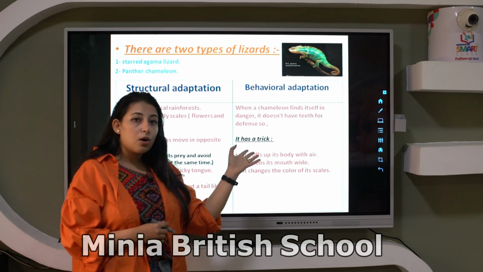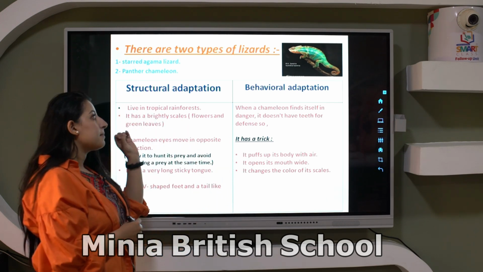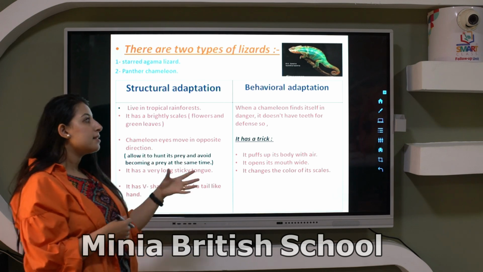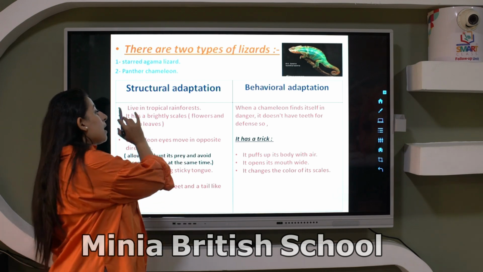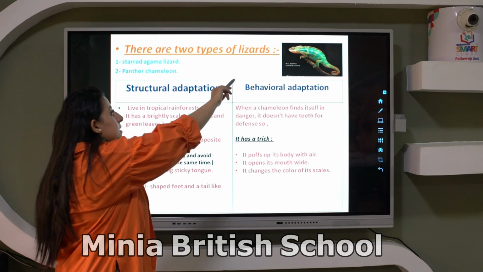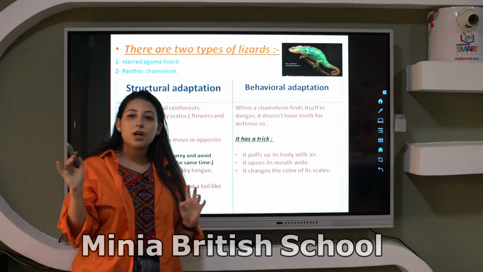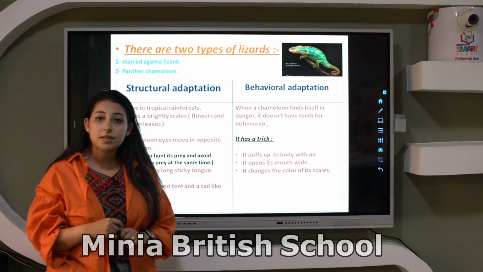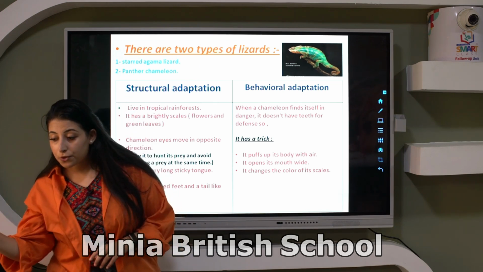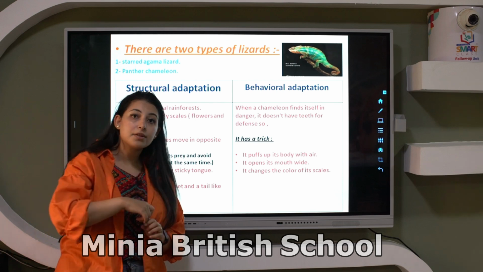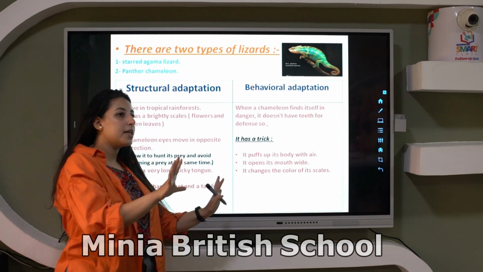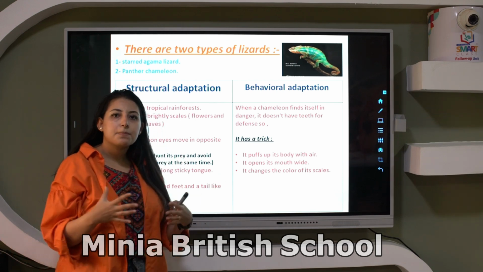So, what are the structural adaptations that the panther chameleon has? First thing, look at its eyes. Its eyes can move in opposite directions. One of these eyes searches for food to eat while the other eye looks for danger. It has special eyes.